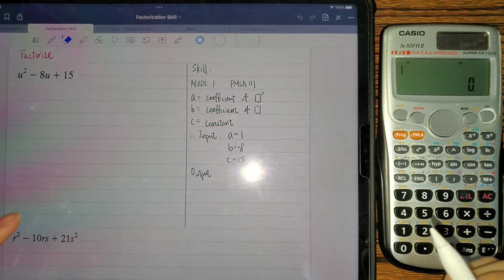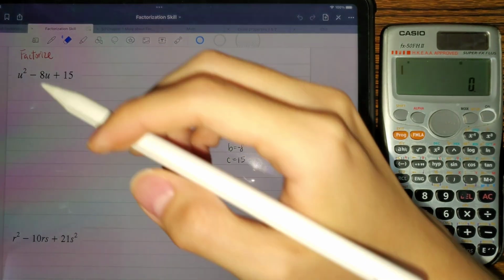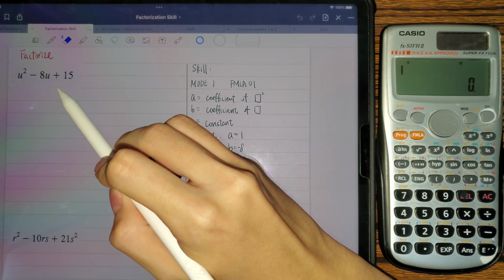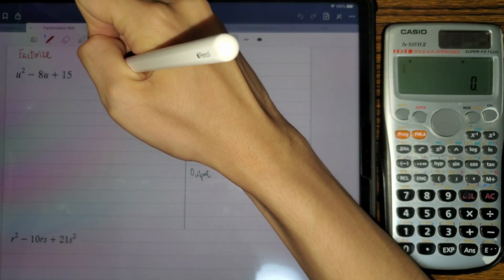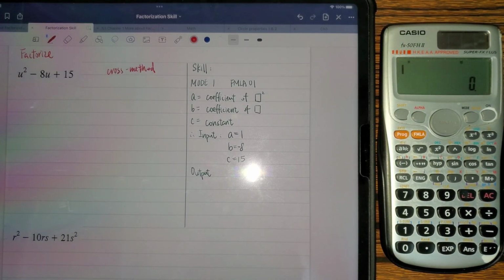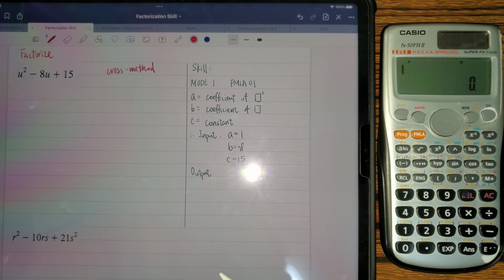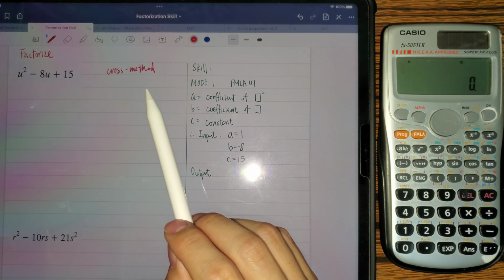So this video is talking about the S3 more about factorization. Here, when we are factorizing this u square minus xu plus 15, we will probably use the cross method, as taught in the lesson. However, actually we can use some skills to handle it. In this video we will talk mainly about the skills, how we are going to do this question, and then go back to also show the cross method.